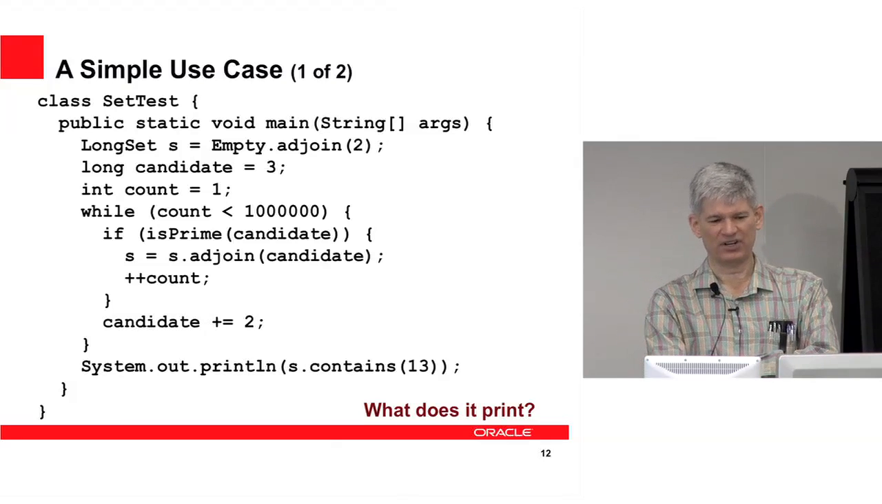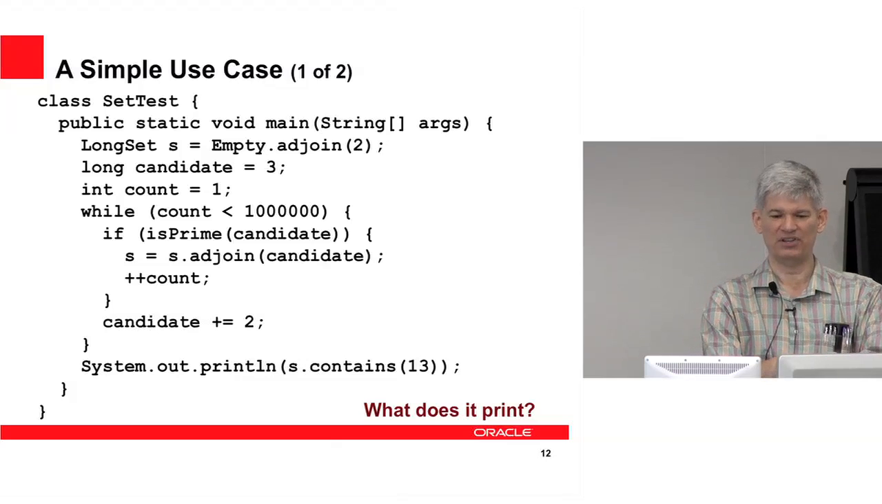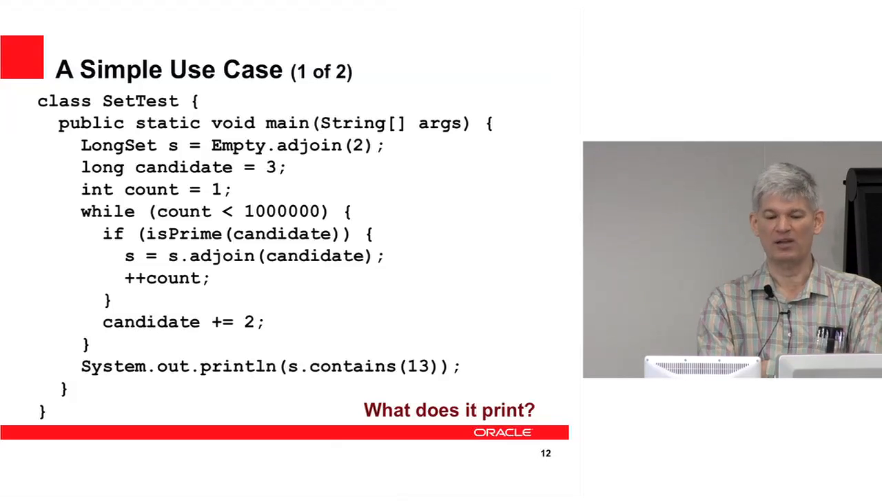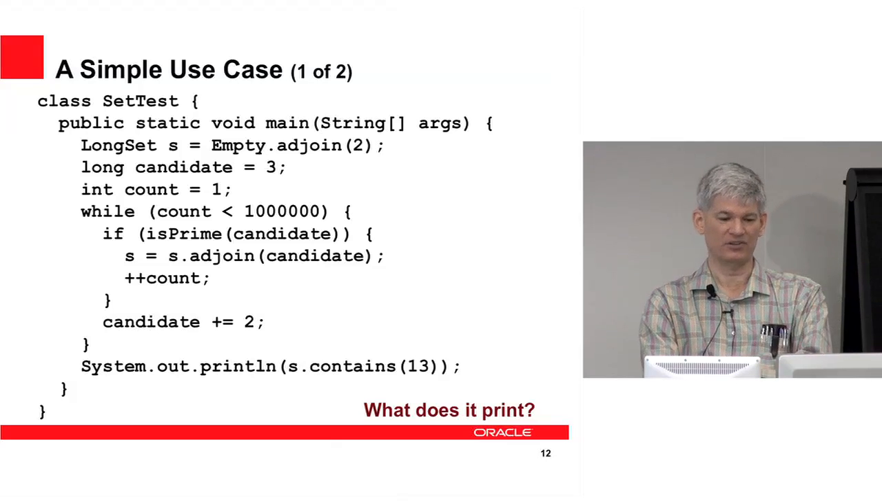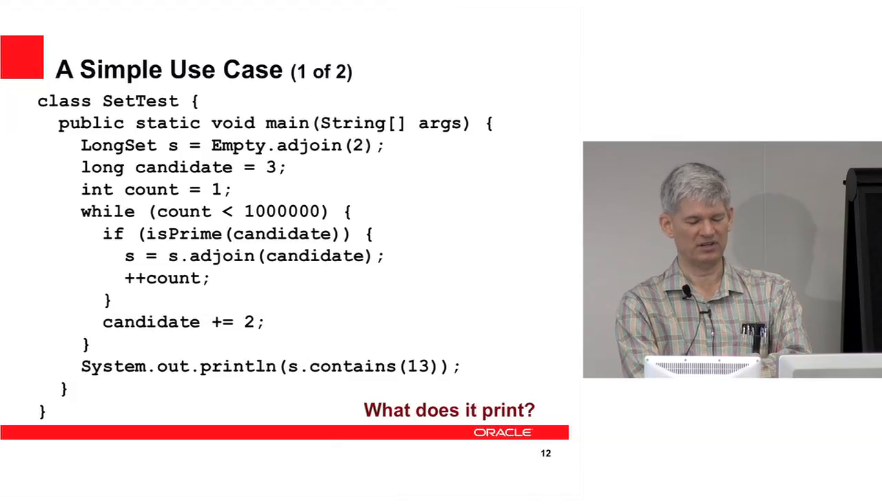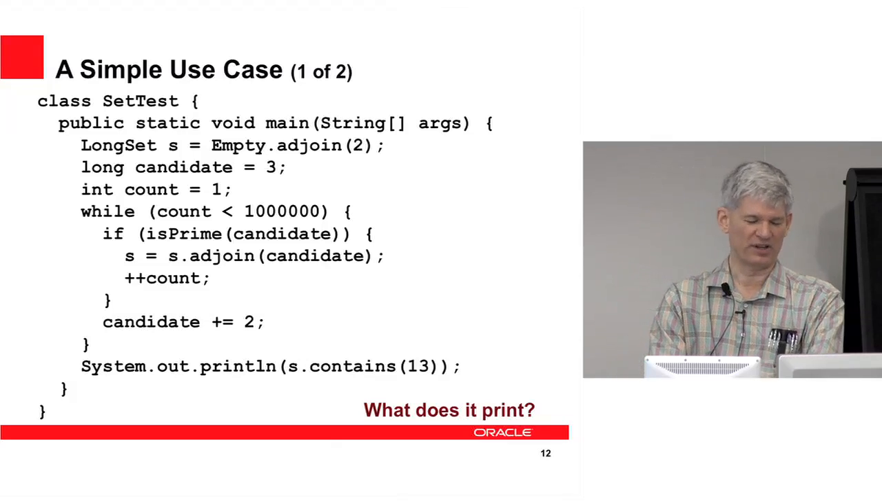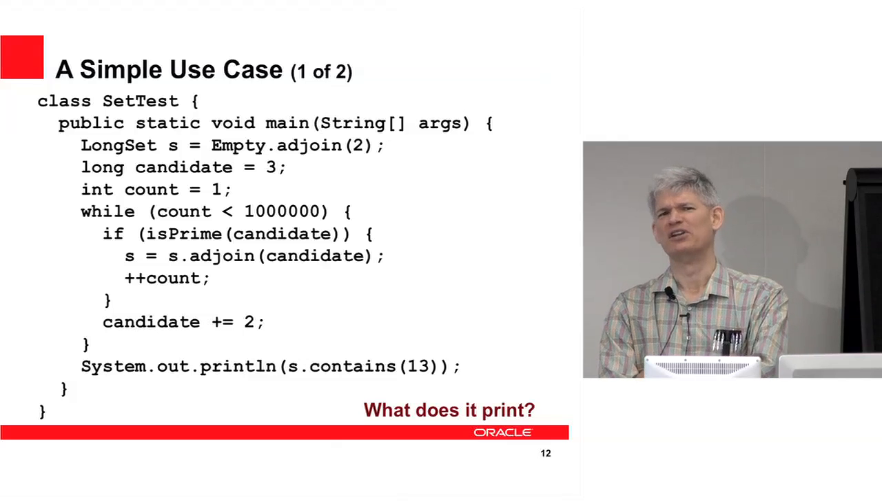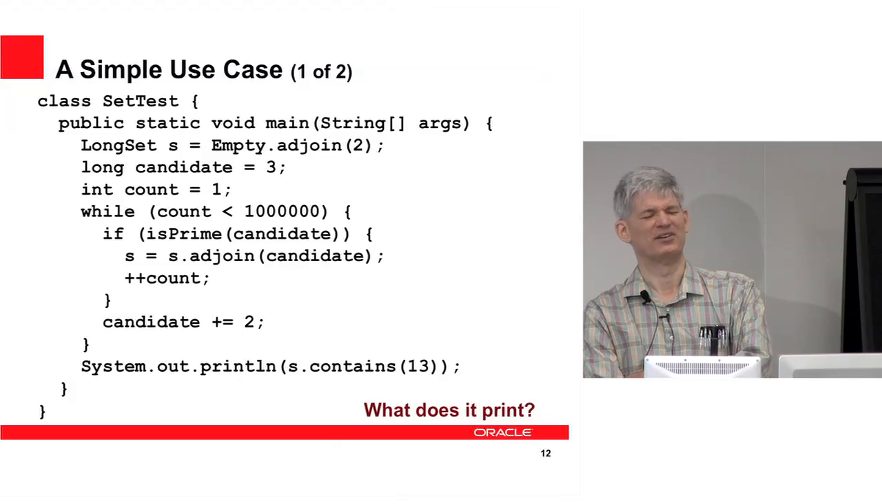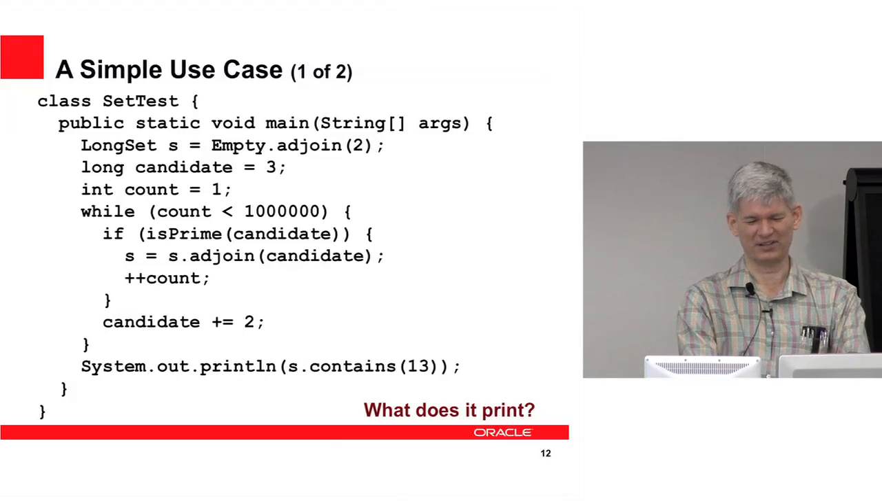We've got this counter int, and while the count is less than 1,000,000, we look at the candidate. If it's prime, we adjoin it to the set and increment the count. We keep doing this until the count reaches 1,000,000, constantly bumping the candidate by 2, so we're testing all the odd numbers to see whether they're prime. We've already included 2. So maybe I've already done some premature optimization here, counting by 2, which is a classic thing to do for this kind of thing.